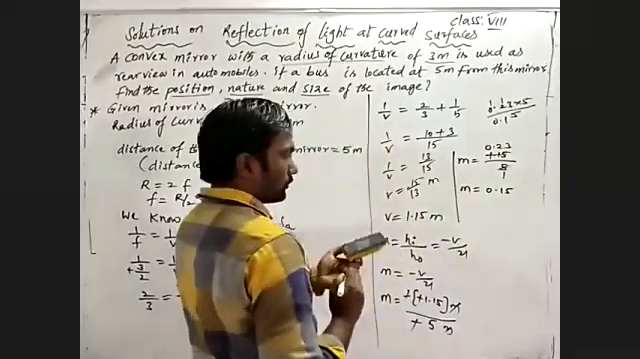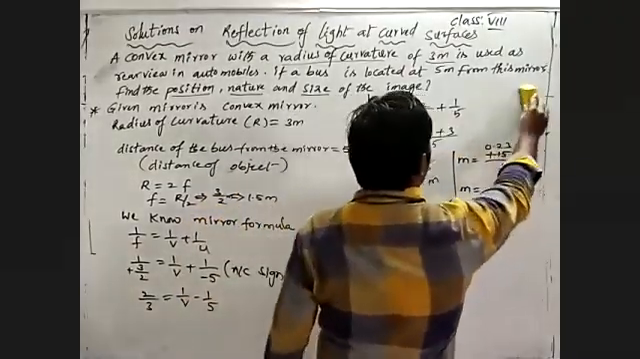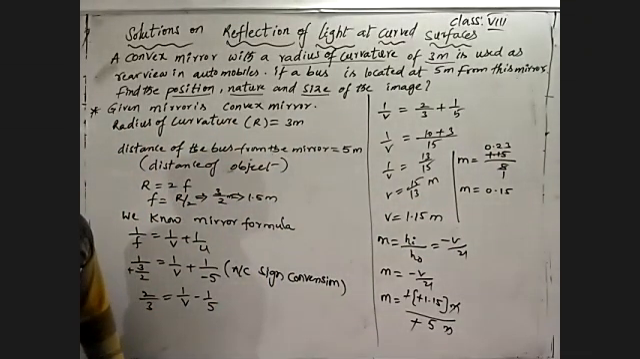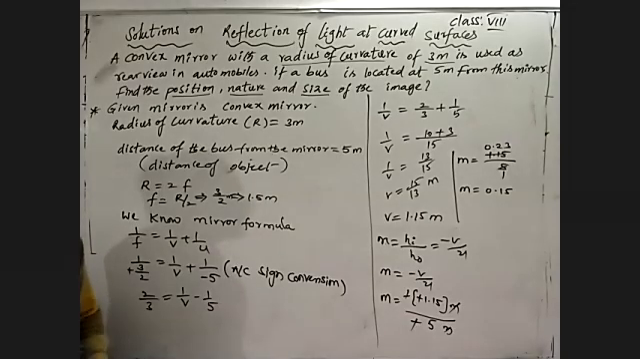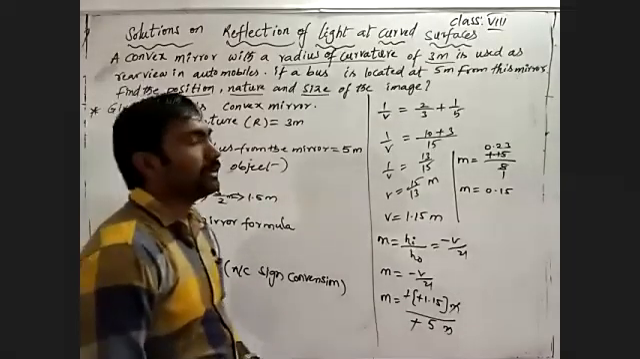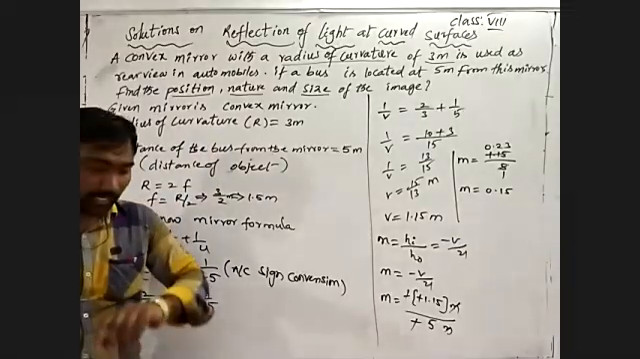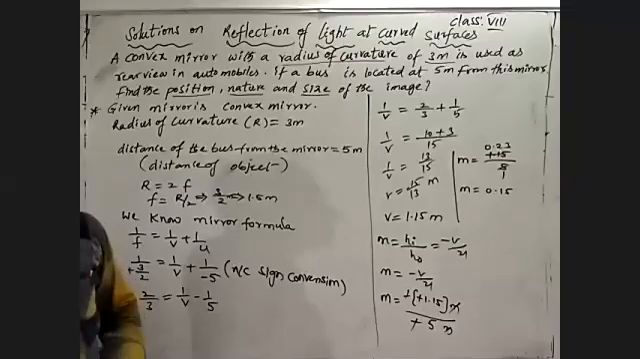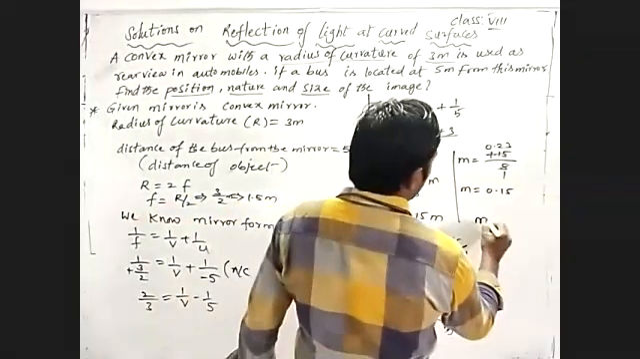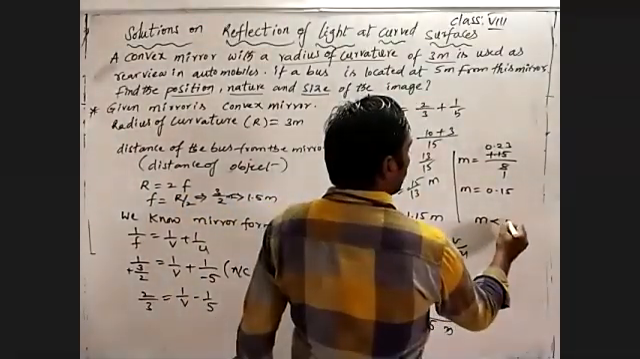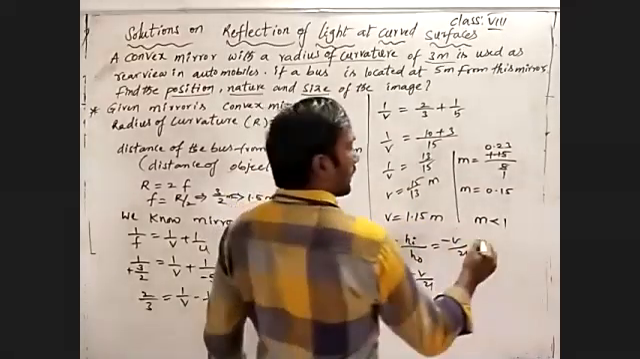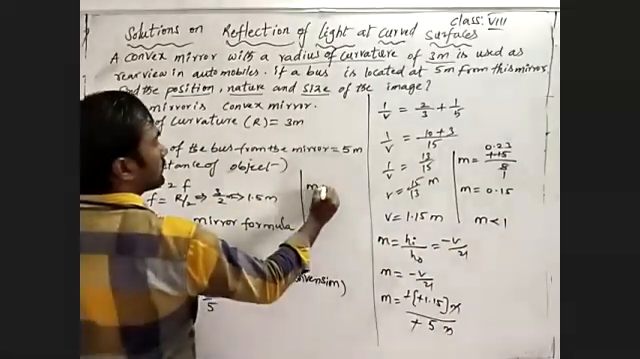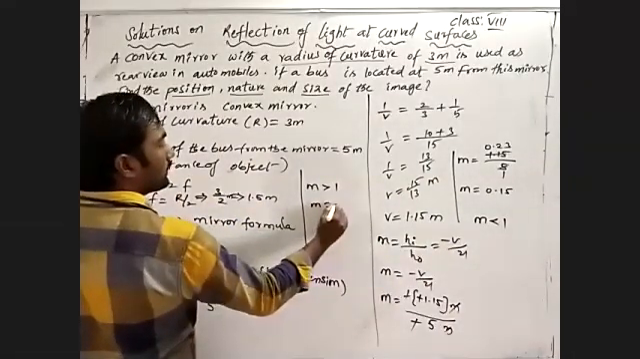Magnification is 0.15. Magnification is dimensionless, which means it has no units. So how much is it? Less than 1. Magnification of a convex mirror is less than 1. For concave, what can we write? For concave, magnification is greater than 1, and for plane it is equal to 1.